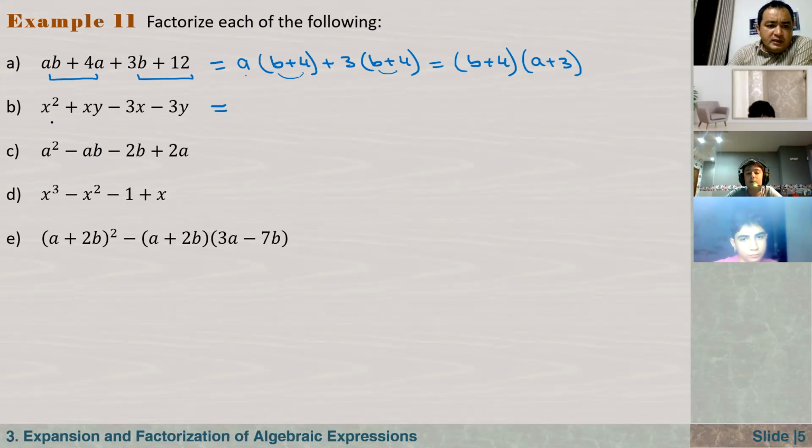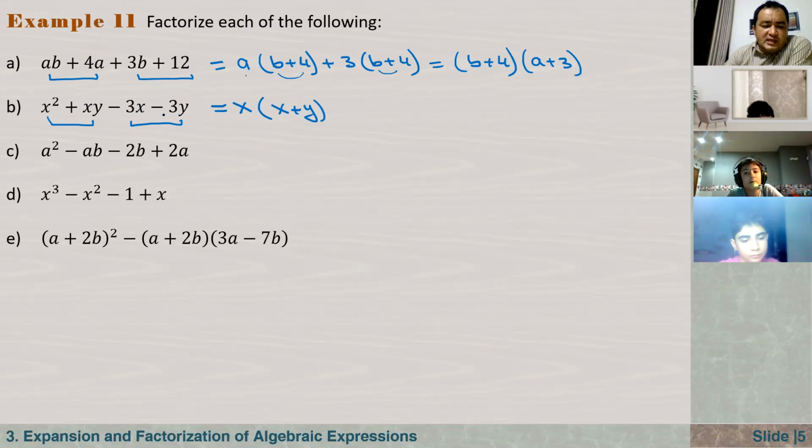How about b, x squared? Let me just group like this. If it doesn't work, I will again regroup this in a different way. Let me first group in this way, the first 2 terms and the third and fourth terms. In the first group, x is a common factor, right? Let's extract this. Here we have x plus y.